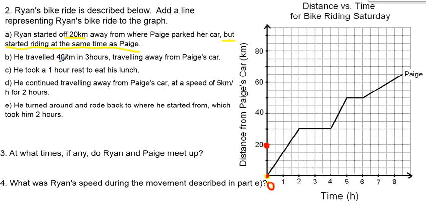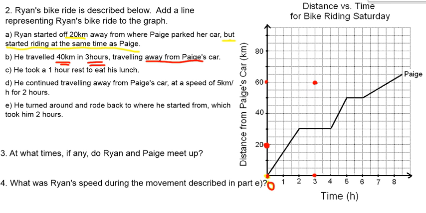So then what happens? He traveled 40 kilometers in 3 hours traveling away. So in 3 hours, so between this time and this time, there's 3 hours, we know that he has to go a total of 40 kilometers. Now he's already 20 kilometers away, so 40 kilometers more would put him at 60, right? 20 plus 40 is 60. So in 3 hours, Ryan ends up here. So again, he traveled for 3 hours. That's why the point is to the right. And he also traveled away from the car. That's why the point moved up.